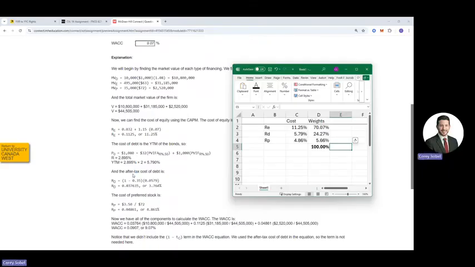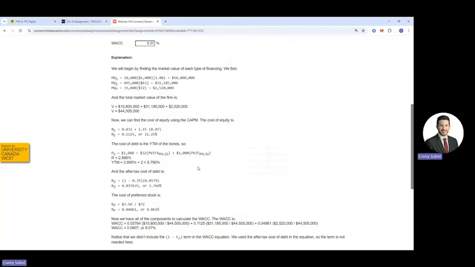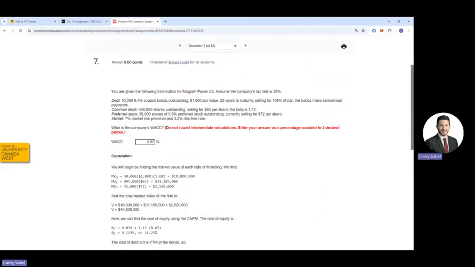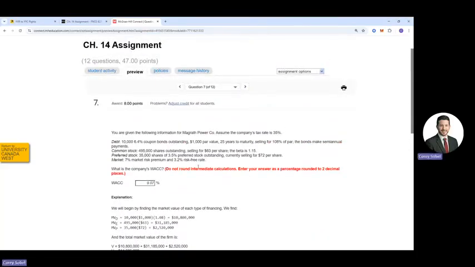So now we have our weights and we have our cost for each one of those elements, right? Now, usually for debt, we would do the after-tax cost of debt if they give us enough information to do that, because there's a tax impact to the debt. So did they tell me a tax rate? Yes, they did. They told me the tax rate is 35%. So I can get the after-tax cost of debt.